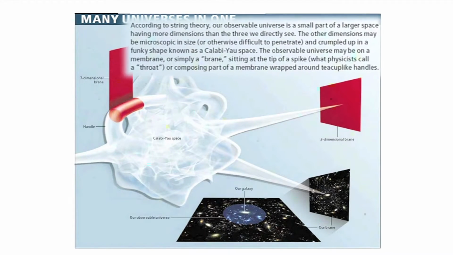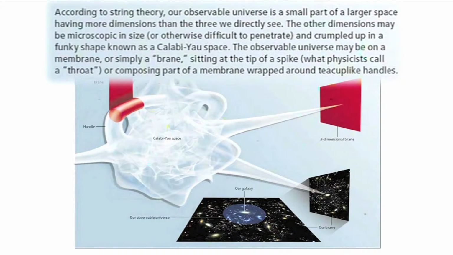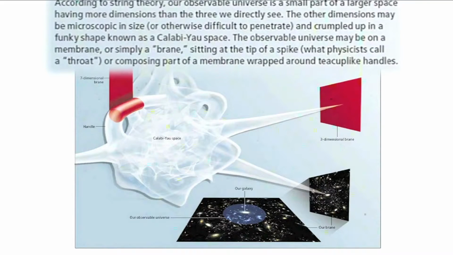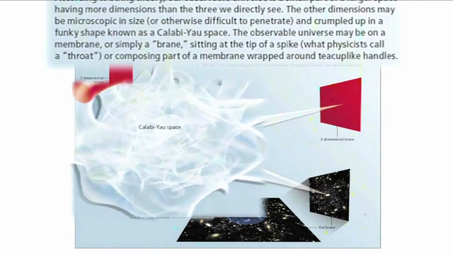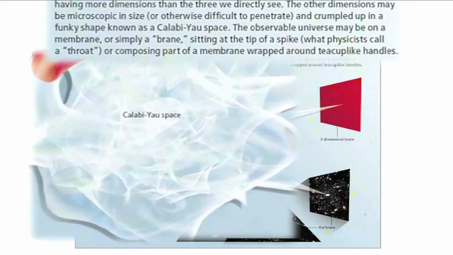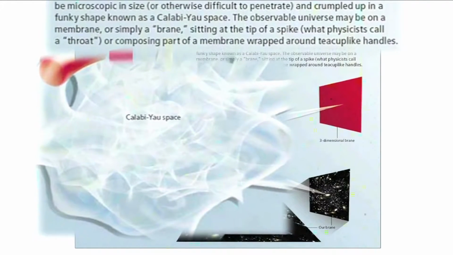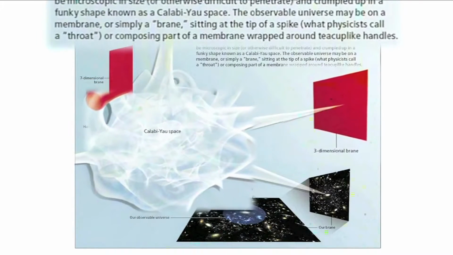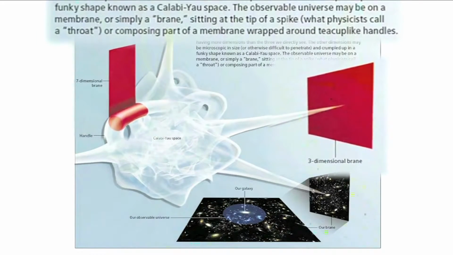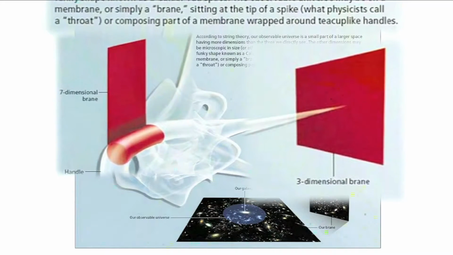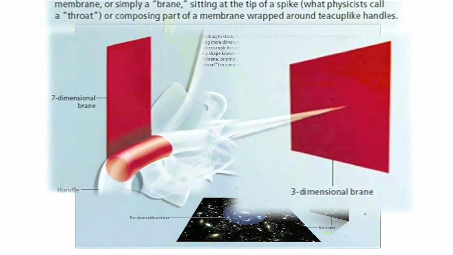The text that accompanied this graphic said this: according to string theory, our observable universe is a small part of a larger space having more dimensions than the 3 we directly see. The other dimensions may be microscopic in size or otherwise difficult to penetrate and crumpled up in a funky shape known as a Calabi-Yau space. The observable universe may be on a membrane, or simply a brane, sitting at the tip of a spike, what physicists call a throat, or composing part of a membrane wrapped around teacup-like handles.